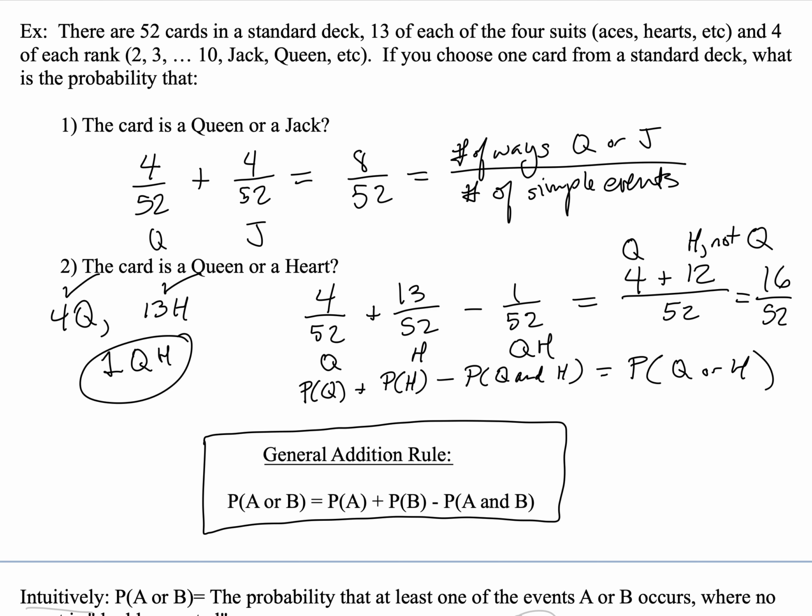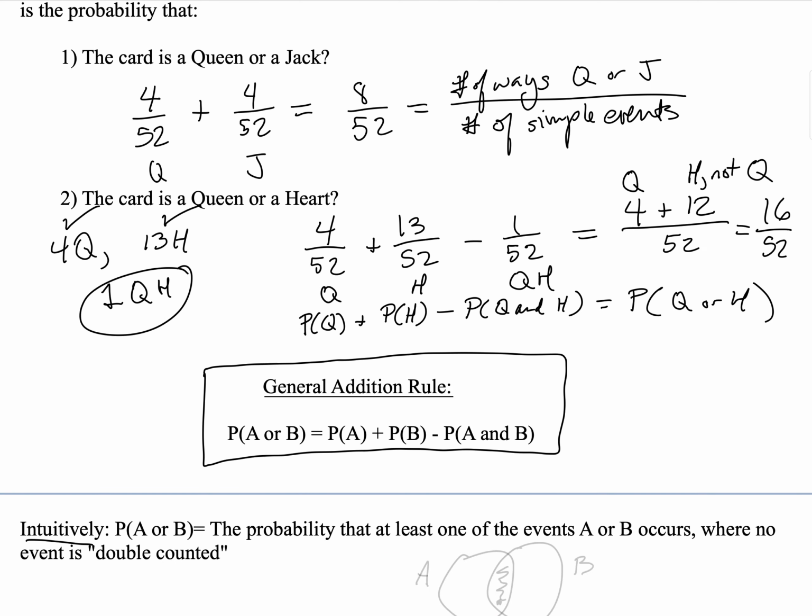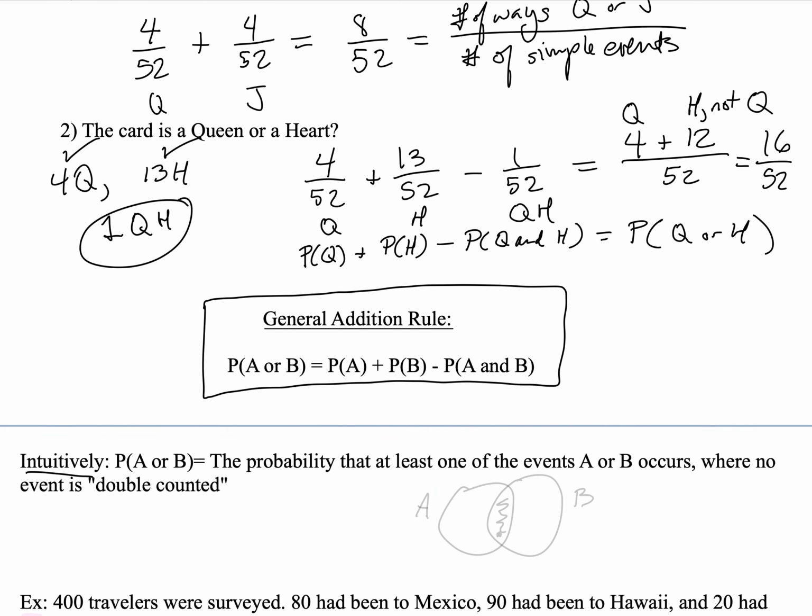You can, of course, also think about this intuitively: the probability of A or B is the probability that at least one of the events A or B occurs, where no event is double counted. So subtracting off the probability of A and B removes all the circumstances where both A and B occur, because these events are counted in A and they're counted in B, so they are counted twice unless we are careful to do something about it.